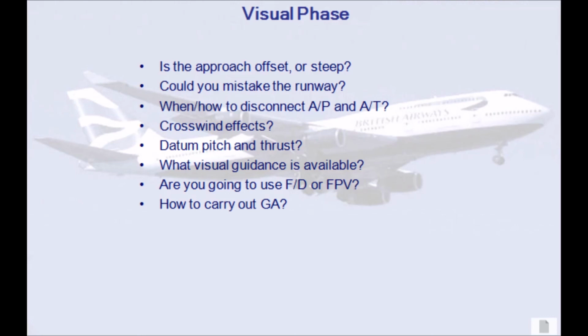Have you thought about the crosswind, particularly with an offset approach? Is it blowing you onto the centre line or is it blowing you off it? Are you ready with your datum, pitch and thrust, because you're going to be hand flying the aircraft in a minute? And as you come out of the bottom of the cloud in the middle of the night, what can you actually see? What approach lights do you expect to see? Will there be any ground lighting to give you reference? And so on. Are you going to carry on to use the flight director all the way down to the ground, because it can be very compelling and it might be giving you wrong information? And do you want to switch on the flight path vector? And lastly, of course, how are you going to carry out the go-around should that be necessary?